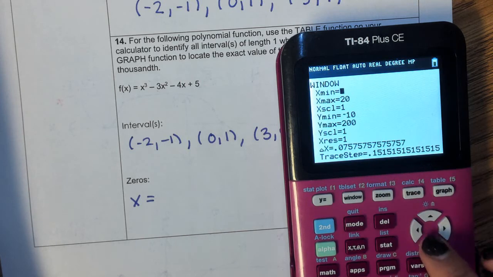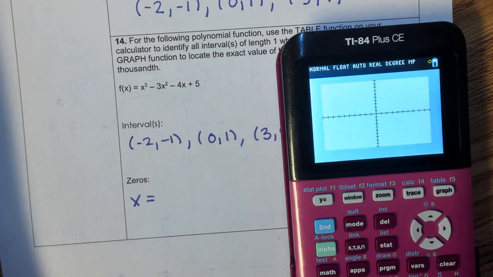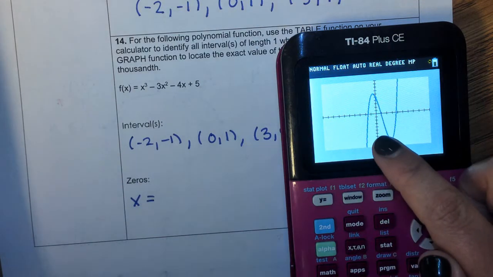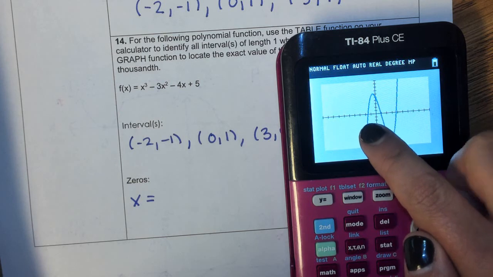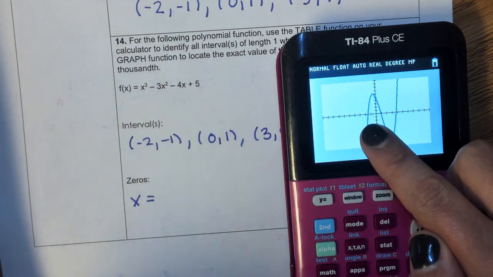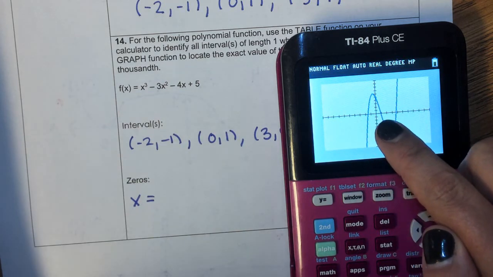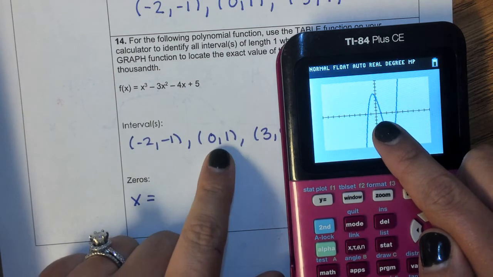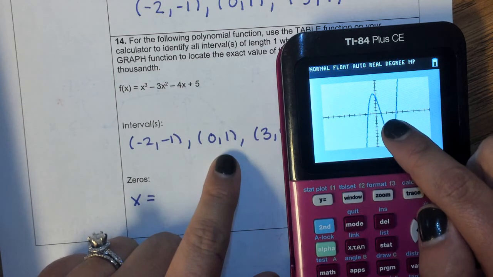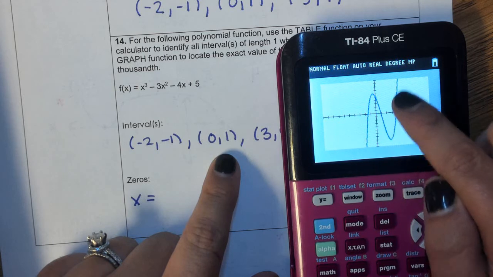Okay, I'm going to change my window. Okay, and you can see here that between negative 1 and negative 2, your graph is definitely crossing that x-axis somewhere in between. We're going to figure out where that's happening. Between 0 and 1, your graph is coming back down across the x-axis, which is awesome. So we know that we'll have a 0 between there. And then between 3 and 4, the graph is coming back up.